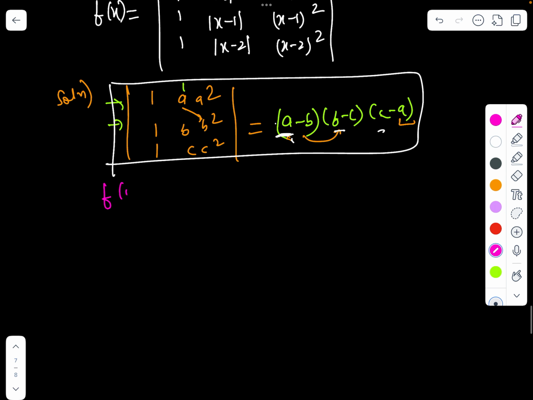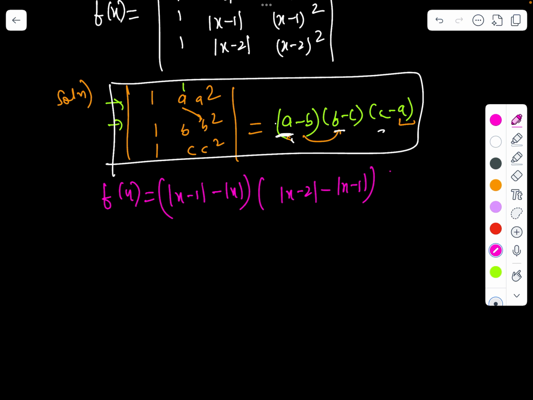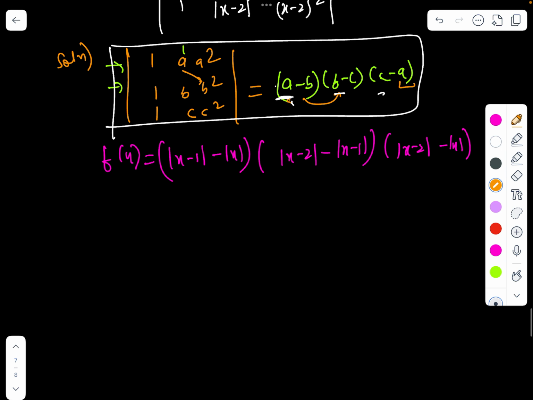So from here, with less effort I can tell it will be (mod x minus 1 minus mod x minus 2)(mod x minus 2 minus x)(x minus mod x minus 1), that is, a minus b, b minus c, c minus a. Now we have to check at which points this is not differentiable.